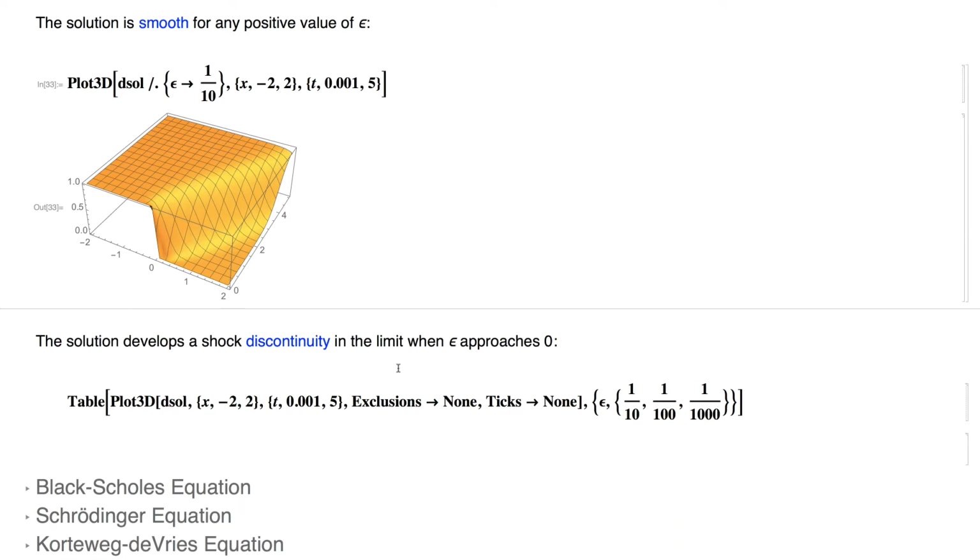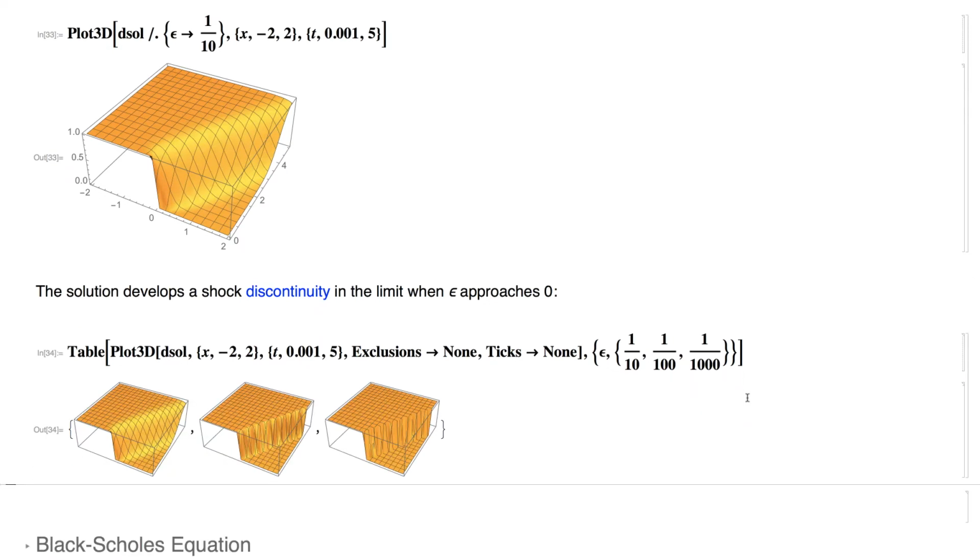On the other hand, when you start passing to 0 and make epsilon smaller, then you do see a shock discontinuity developing, as you see over here. And that is a typical feature of these nonlinear PDEs, that you can have shock phenomena occurring in some limiting case.